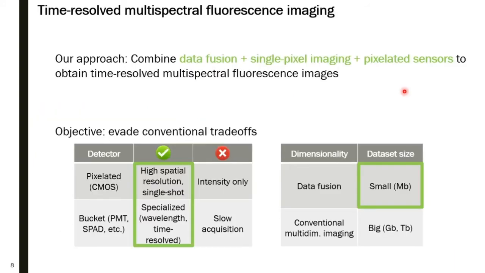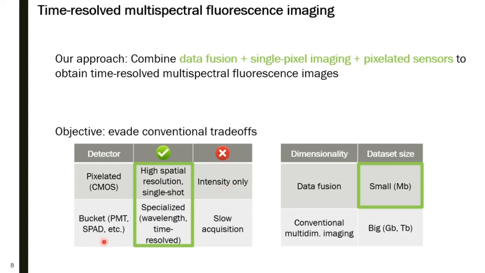So what we want to do here is to do time-resolved multispectral fluorescence imaging by combining single pixel cameras and pixelated detectors. And we hope that by doing this way, we can get the best of both worlds. So basically, when you have a pixelated detector, you get very high spatial resolution in a single shot, which is nice, but you're able only to measure intensity.